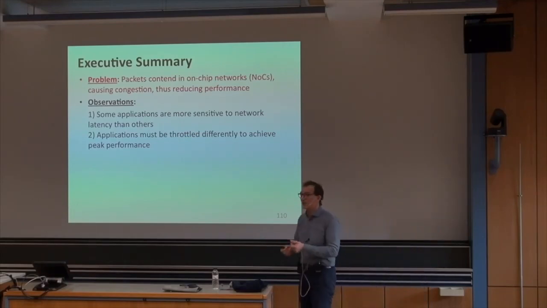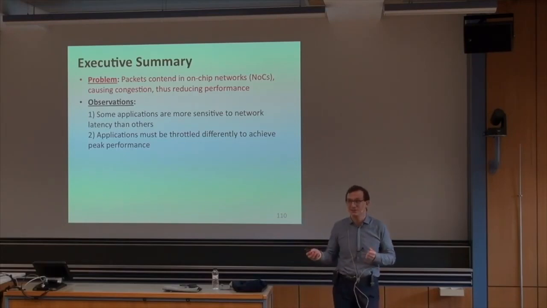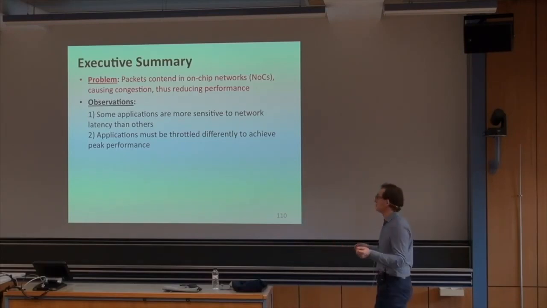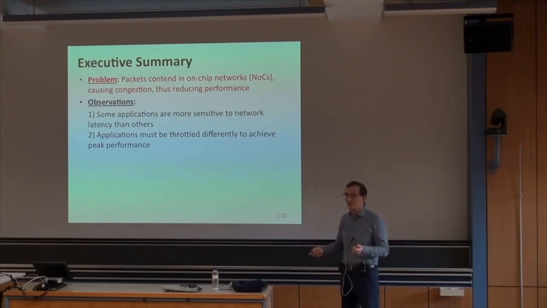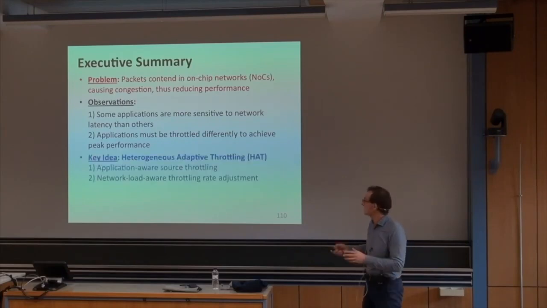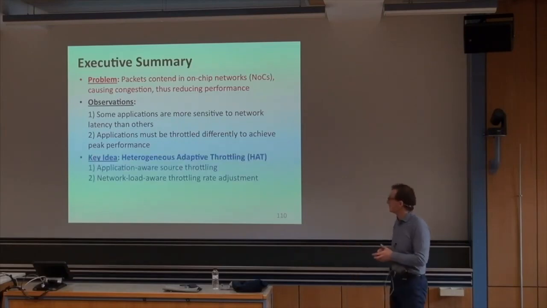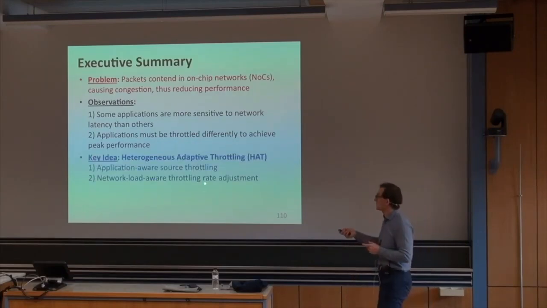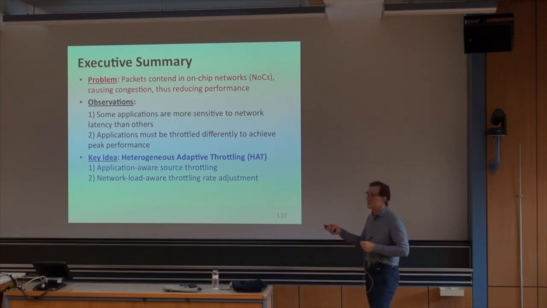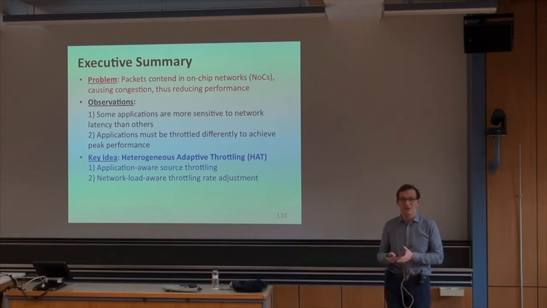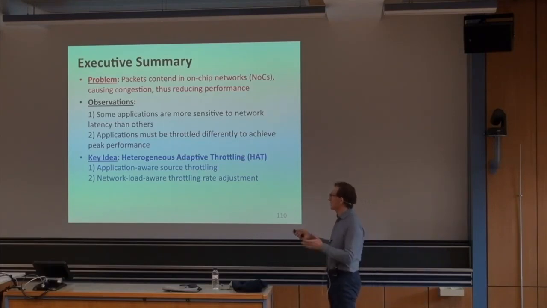You basically want to prioritize those applications that are more latency sensitive. You want to reduce the priority of the applications that are less sensitive. And this paper proposes a mechanism to do that in an intelligent way. The idea is to have application-aware source throttling, but do it in a heterogeneous manner by respecting the different characteristics of different applications.